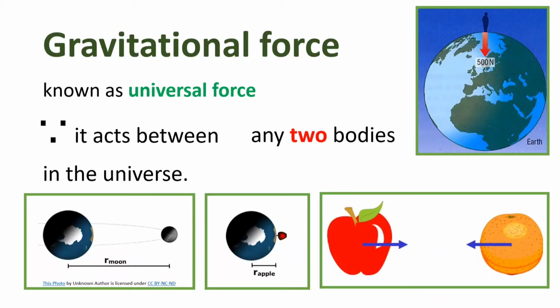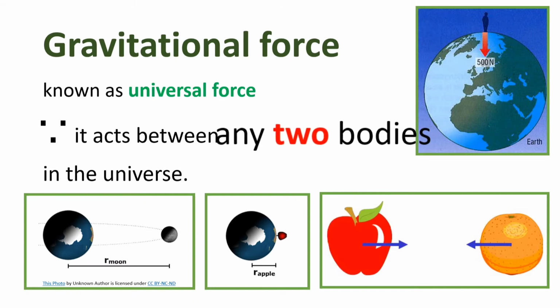Gravitational force is known as a universal force. This is because it acts between any two bodies in the universe. Okay, the first one, these are a few examples: gravitational force between the moon and the earth, gravitational force between the earth and a tree on the earth, and the gravitational force between the apple and the orange.